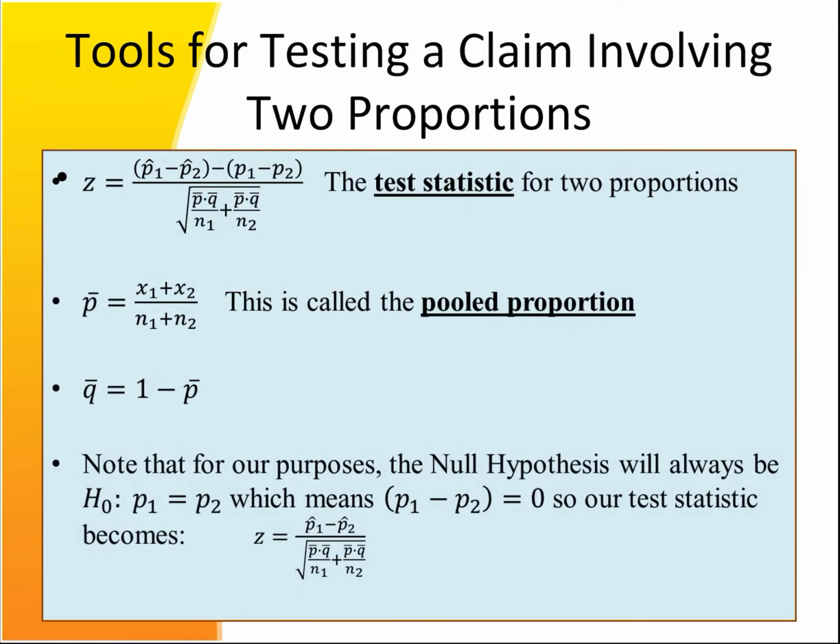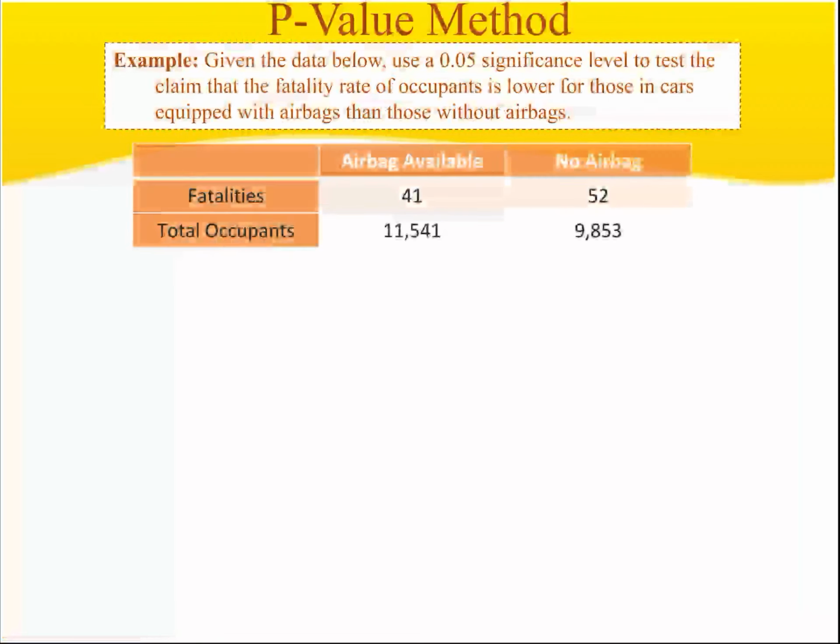All right, this will simplify things a little bit. For our purposes, the null hypothesis will always be p1 equals p2, which means that p1 minus p2 will always be 0. So our test statistic simplifies to just be p1 hat minus p2 hat over the square root of p bar q bar over n1 plus p bar q bar over n2. So write that test statistic down. That's what we'll be using for every problem.